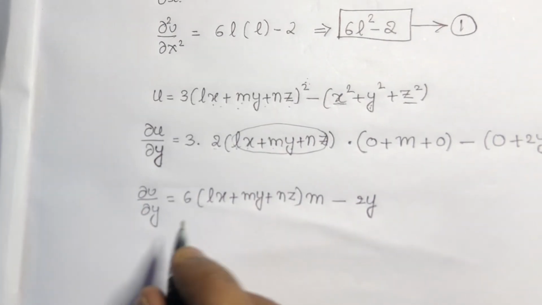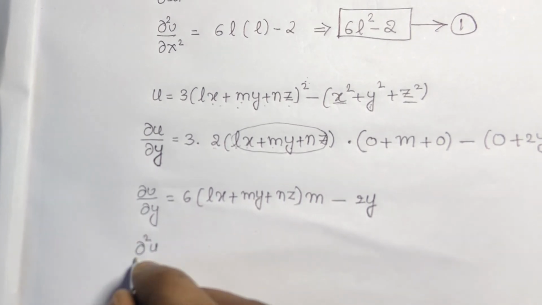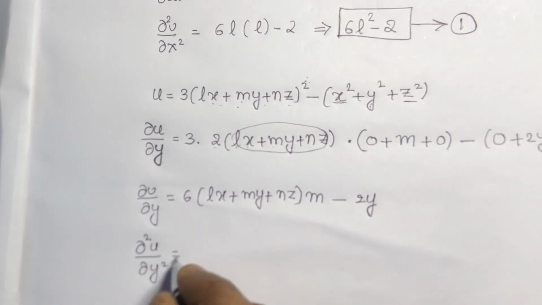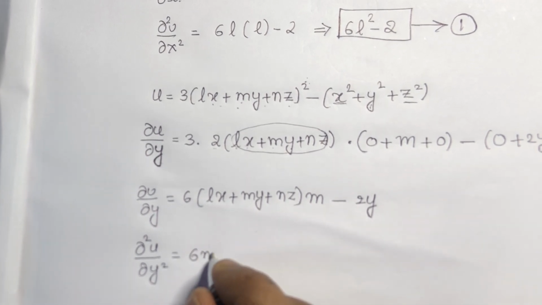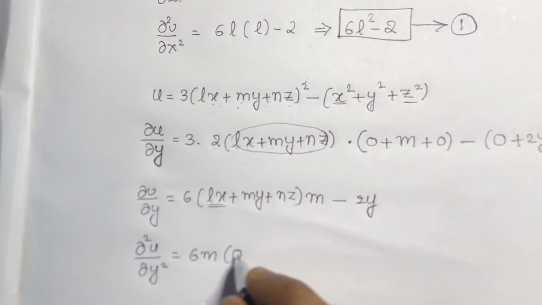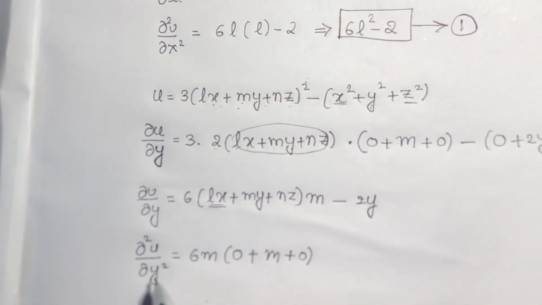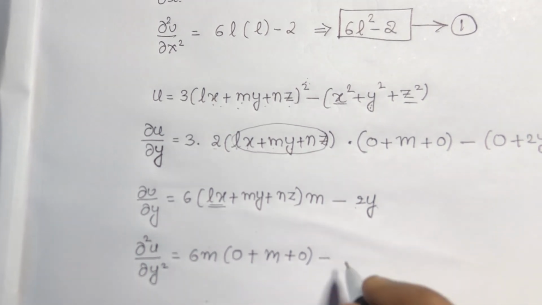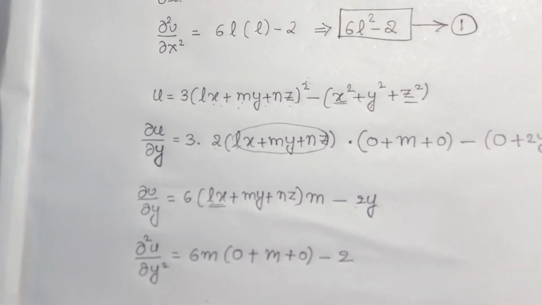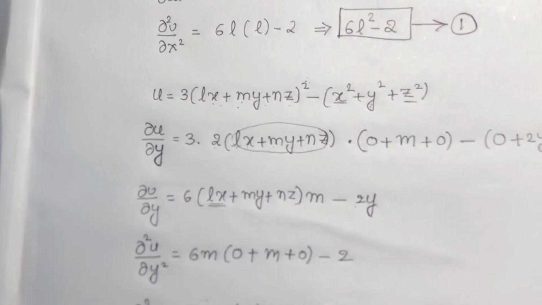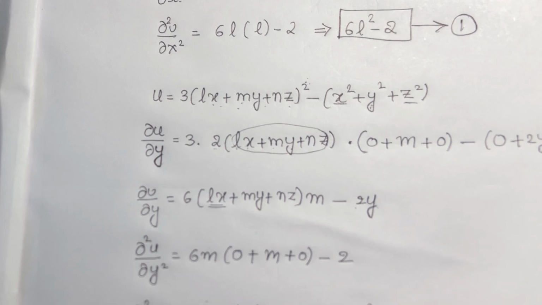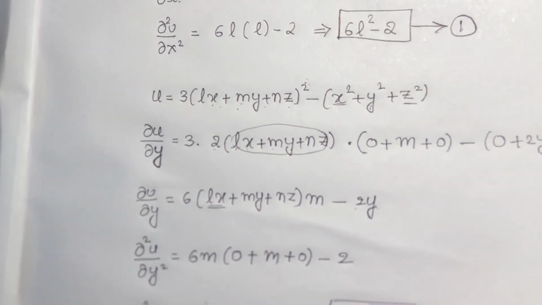So again differentiate with respect to y again. So 6m I'm taking out, so differentiation of Lx will be 0 and My will be m and Nz will be 0, because I'm partially differentiating with respect to y. Minus partial differentiation of 2y is 2, and the final answer is dou square u by dou y square is equal to 6m, here it is m minus 2, so it will be 6m square minus 2. So consider it as equation number 2.